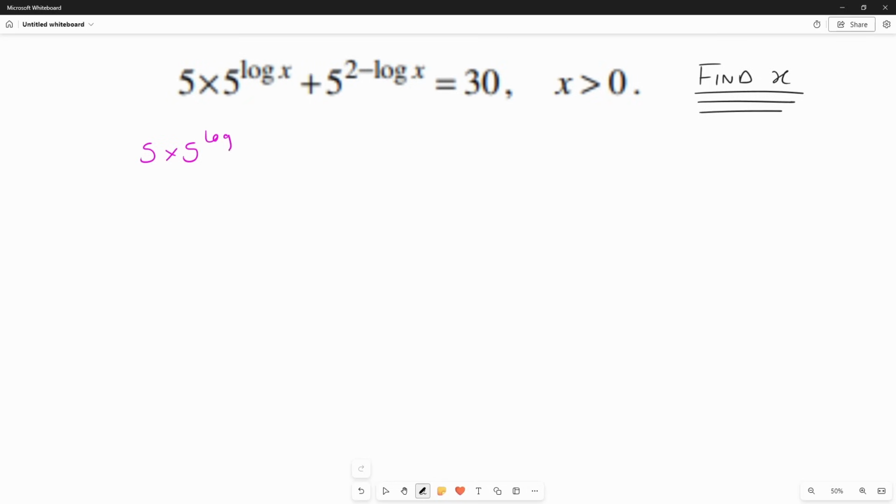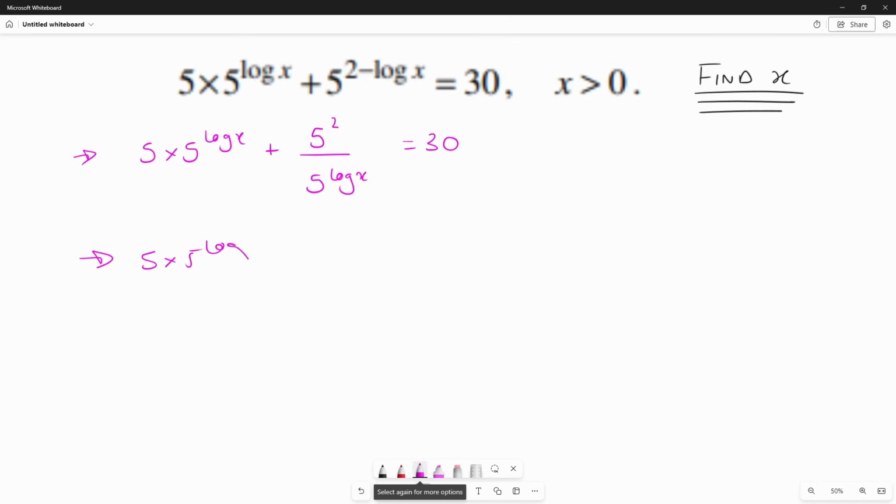So 5 times 5 to the power of log x plus, so I want to get rid of the 2 minus log x. That means we'll have 5 squared over 5 to the power of log x equals 30. Of course you can write the 5 squared as 25 over 5 to the power of log x equals 30. Now let's multiply both sides by 5 to the power of log x, so we get rid of this over here.